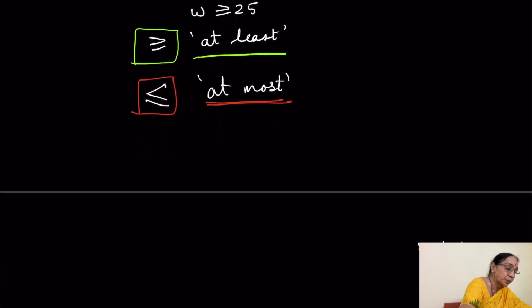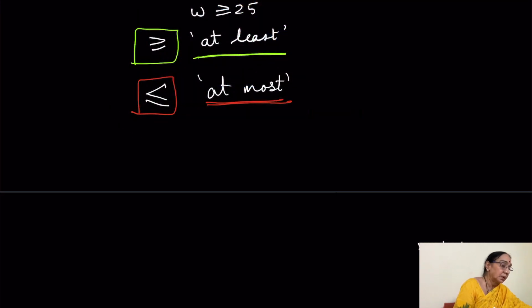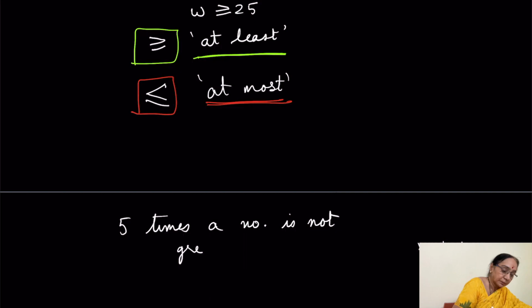Now let us write a few more examples so that we are familiar with these symbols. Okay, now 5 times a number is not greater than 100. There are so many ways to describe inequality. So you have to read carefully and then use the appropriate symbols. So it's not greater than 100.